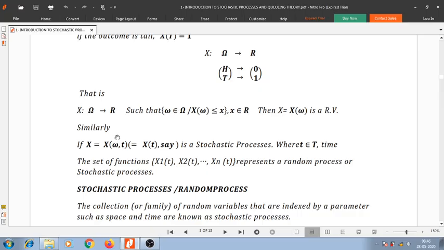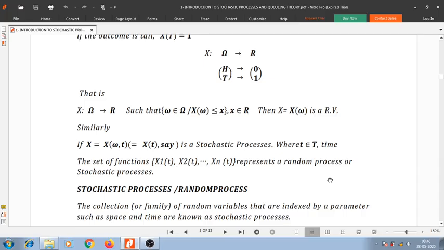Omega is the sample point, and t is a function of time. x is equal to x of omega comma t is called a stochastic process. Generally that is denoted by x of t. What is the t here? t belongs to capital T, which is the time axis. Okay? I will give you a simple example of a stochastic process.